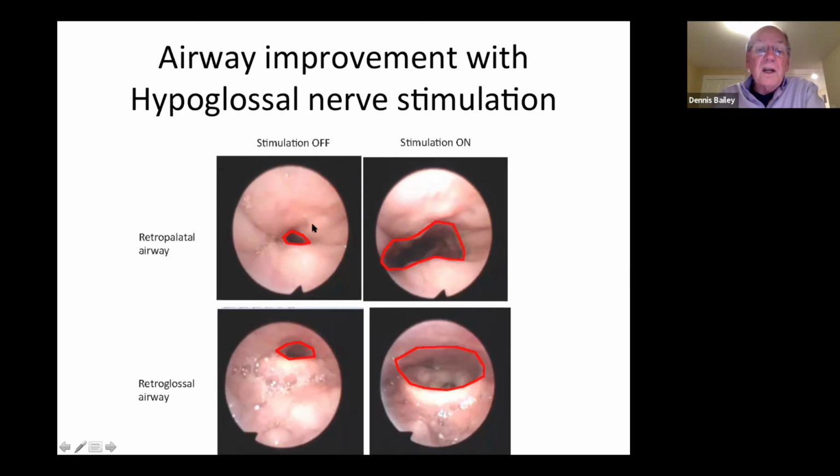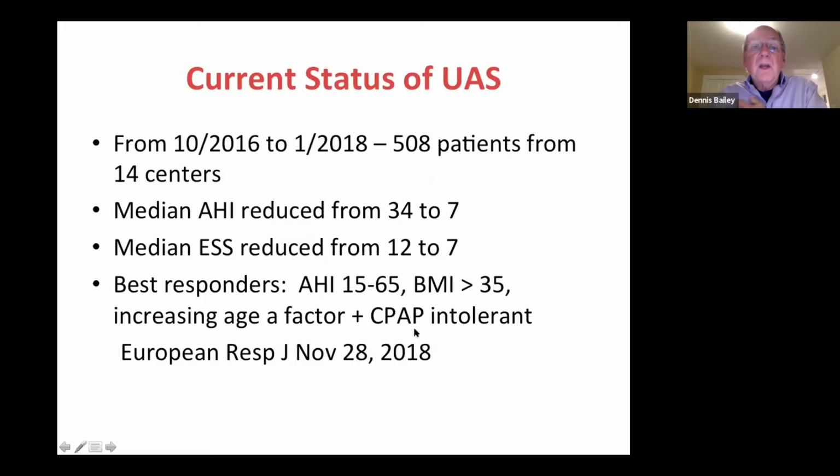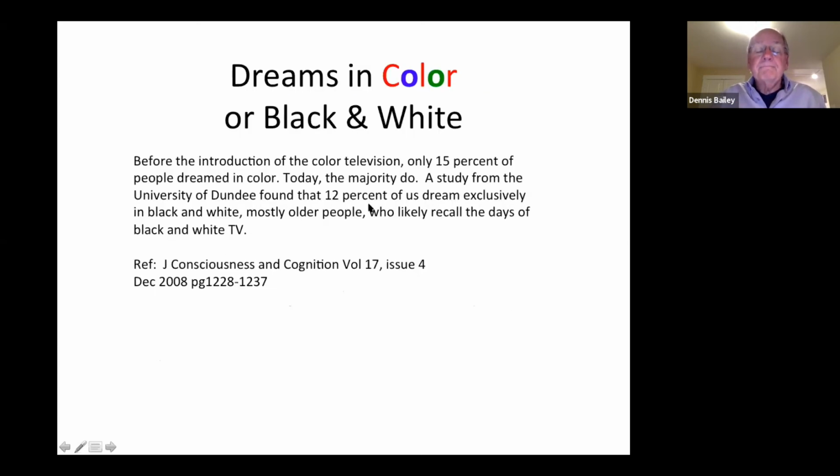Okay, what are you seeing here? Well, you're seeing some collapse, okay? It almost looks concentric to me, but it's not quite. Here we see the retroglossal airway, and here we see the opening at the base of the tongue. So you see how the airway can open up with Inspire. So the current status from 2016 to 2018: 500 patients from 14 centers, median AHI reduced from 34 to 7, Epworth scores reduced from 12 to 7. Best responders: AHI 15 to 65 and BMI less than 35, increasing age effect, plus CPAP intolerant. These are the criteria that are evolving, okay?